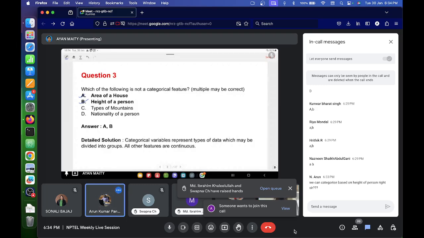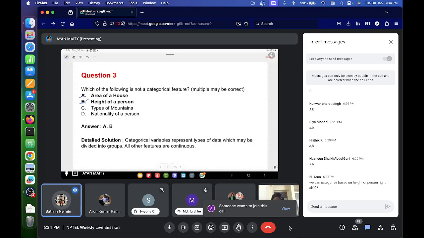Okay, sir. So depending on the output only, we categorize, sir? Whether the problem is a classification problem or a regression problem depends on the type of the output variable, whether that is continuous or categorical. That will tell you whether the problem is a classification problem or a regression problem.